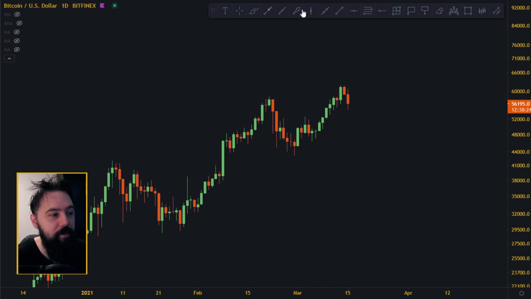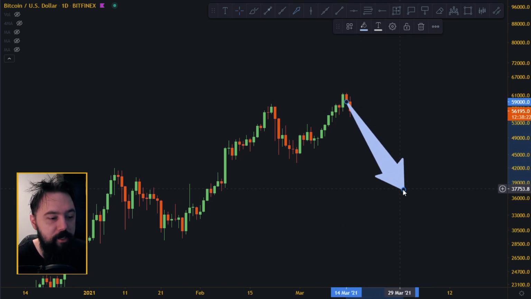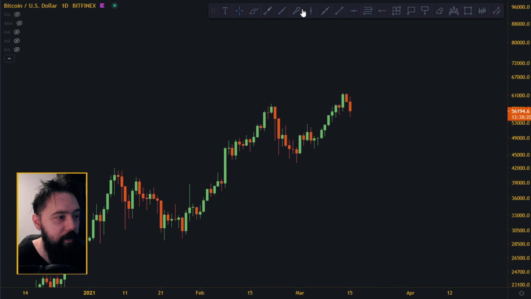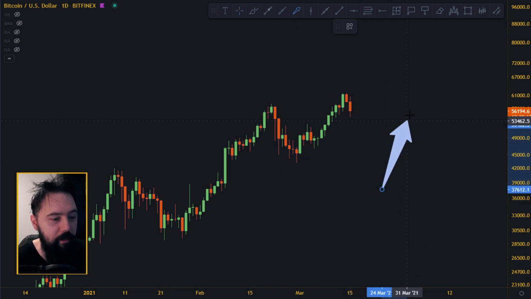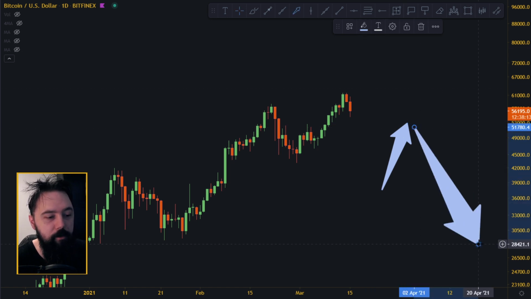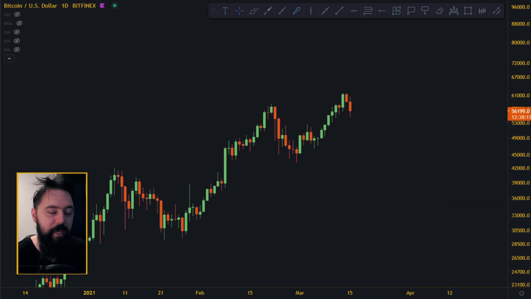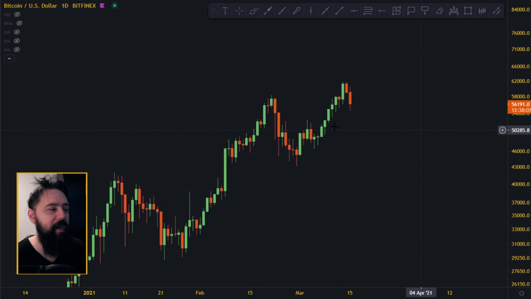We cannot just go down to zero, right? We will go down, and we might go all the way down to 30,000 and maybe come back to 50,000 and then crash again down to whatever. But we have to have a retest on the all-time high, at least, before we know that we are actually in the bear market or not.